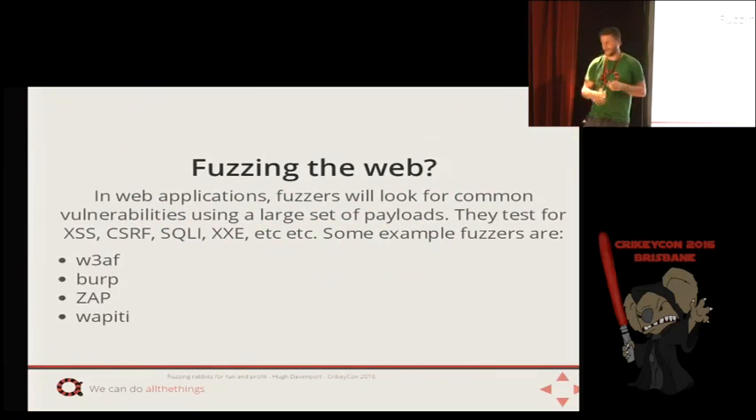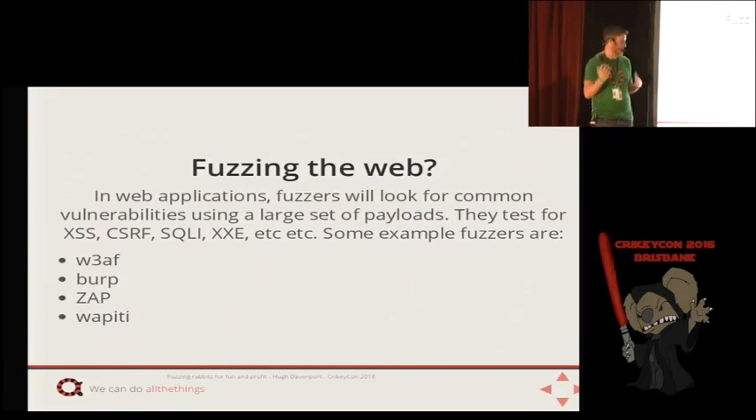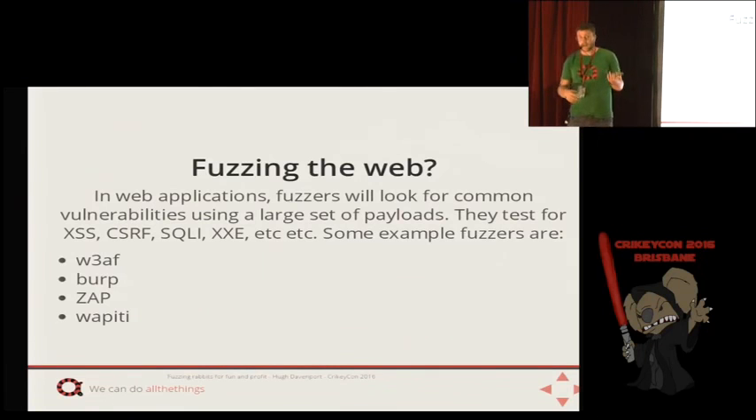So here's a little slide on just fuzzing in the web. In web applications, you can fuzz a whole bunch of stuff like cross-site scripting, cross-site request forgery, XXE, SQL injection. So there's a bunch of tools that will do this for you. So there's like W3AF, Burp, SAP, Wapiti. Some of them open source, some of them not.